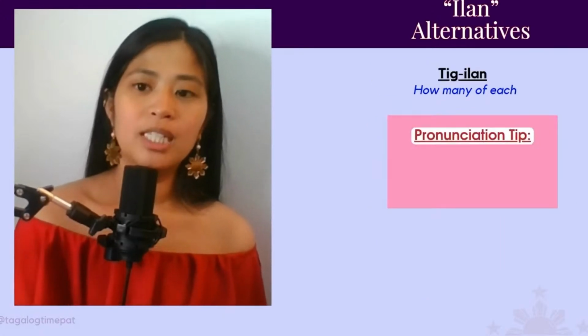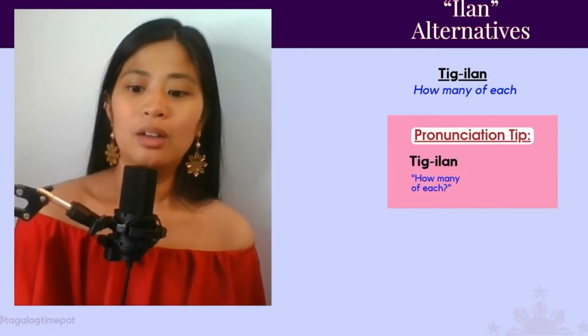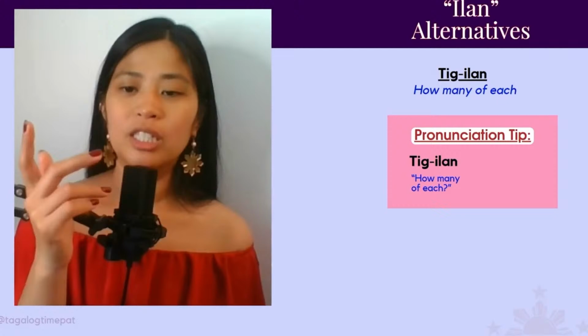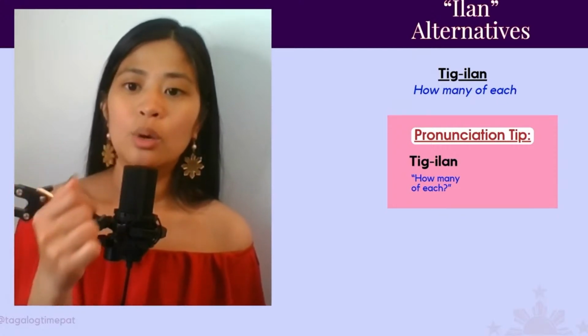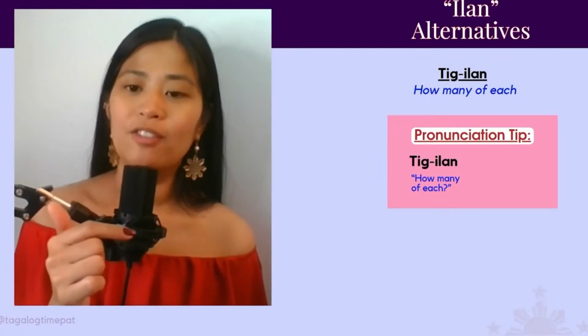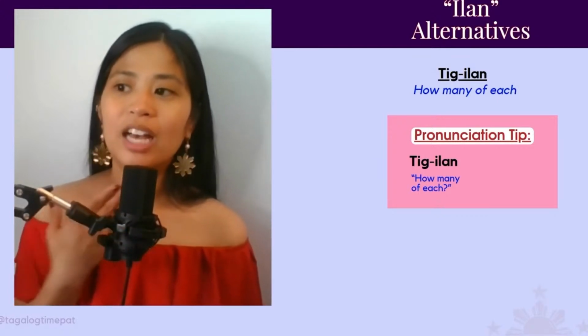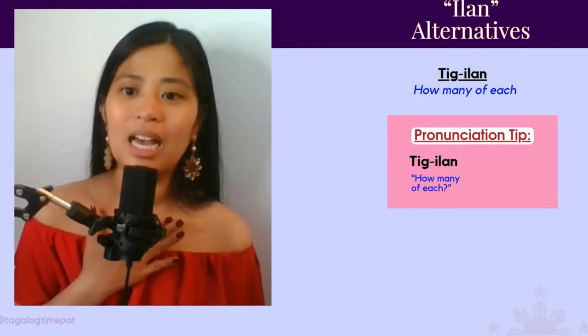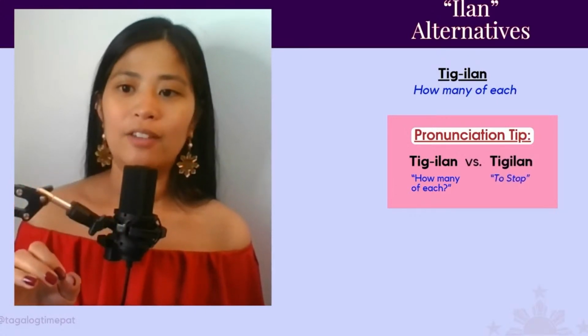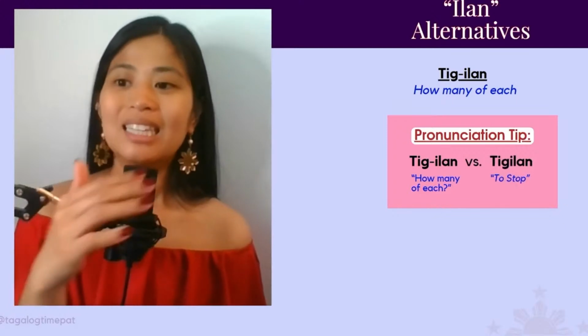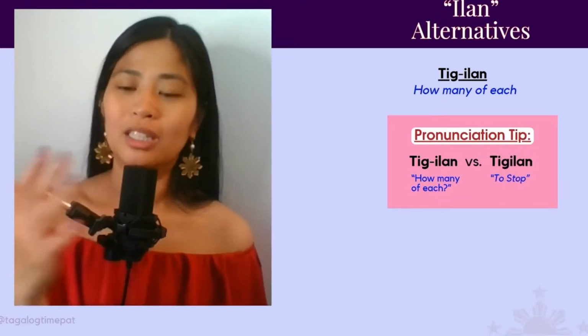And then just a pronunciation tip here. Tig-ilan is a homonym, meaning it can have different translations depending on how it's pronounced. So tig-ilan, when there's a hyphen in it, you have to have that glottal stop. Tig-ilan. That means how many of each. When there's no hyphen, tigilan, it's just one word, tigilan.